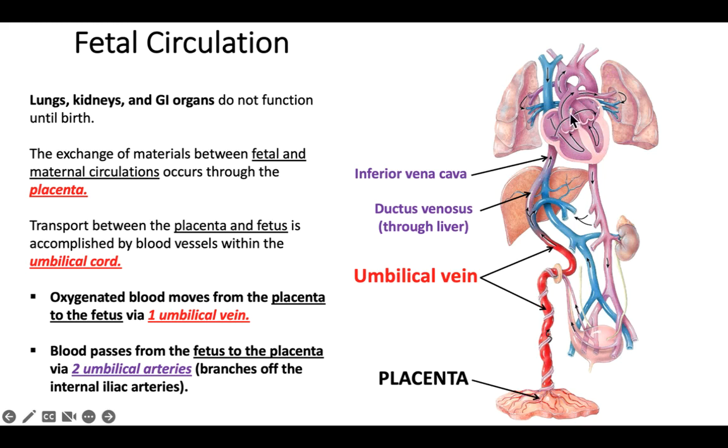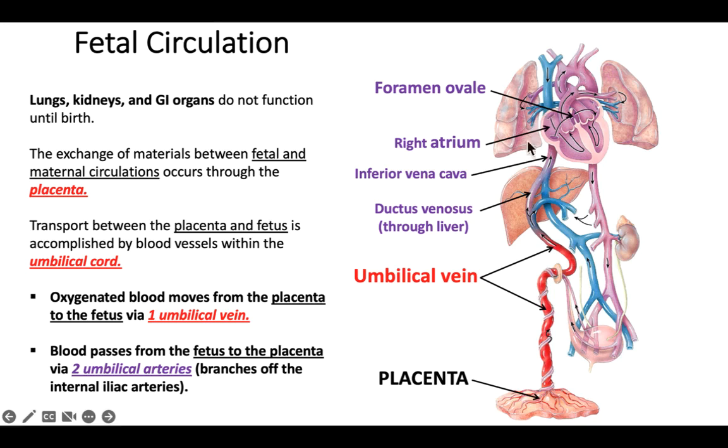So in order to get some of that oxygenated blood over to the left side, there's a small little hole in what's called the interatrial septum. This is the septum in between the two atria. That hole is called the foramen ovale, if you remember that from the heart chapter. So now we get a little bit of this oxygenated blood over to the left side, and now we're good. Now we can pump that blood throughout the fetus.